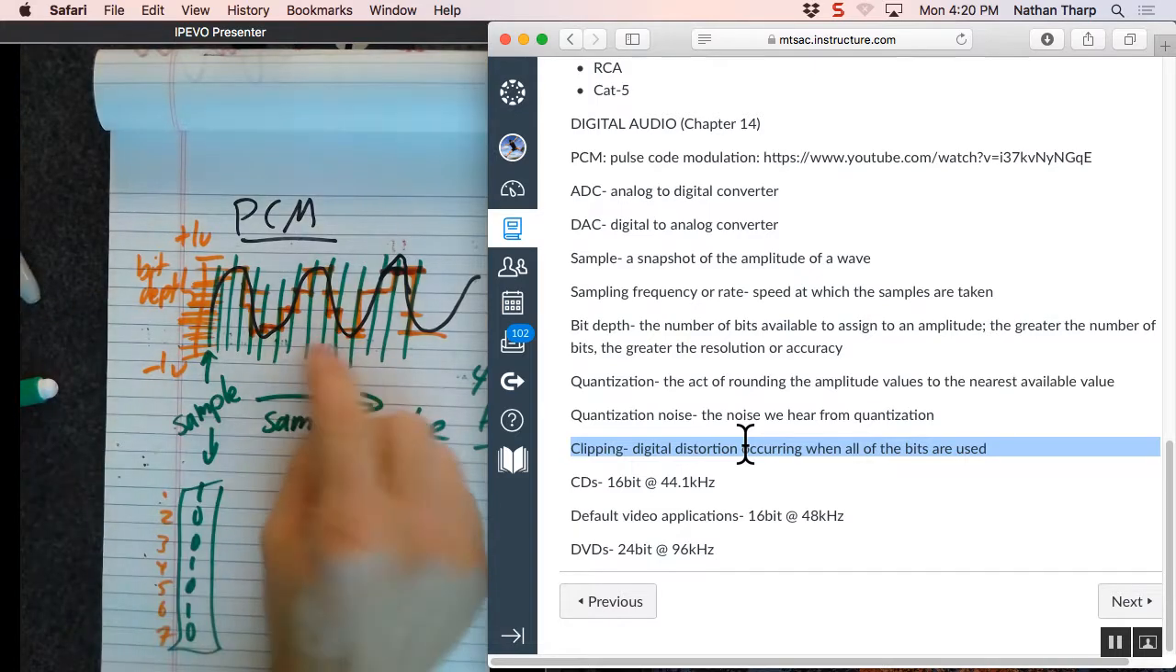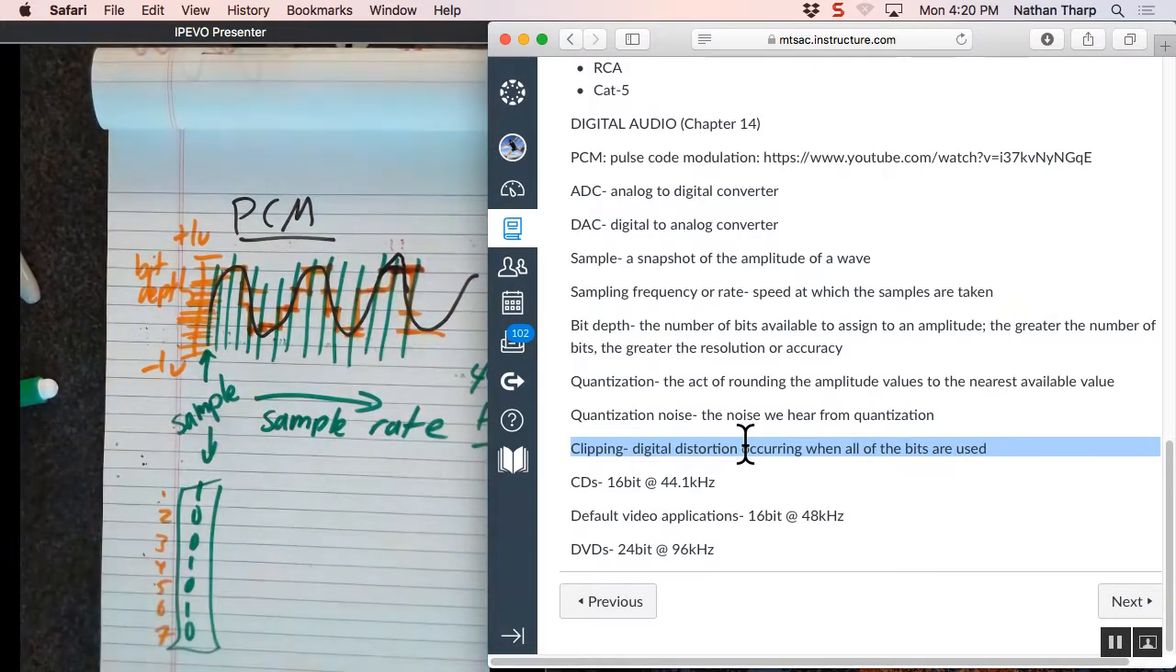Clipping, quantization is usually smaller distortion. Clipping is when you overload the analog to digital converter. You do not want to overload your analog to digital converter. You get clipping. Not a pretty noise. Questions on that? Feeling good?